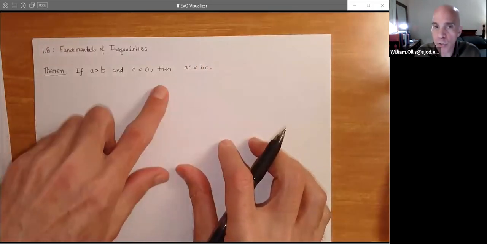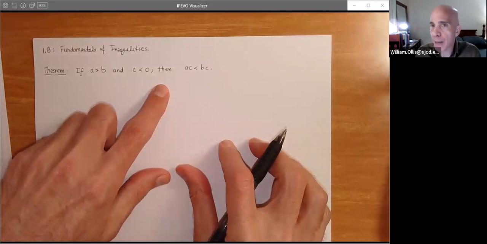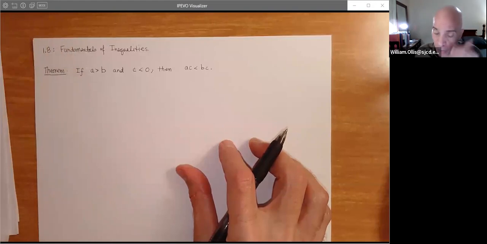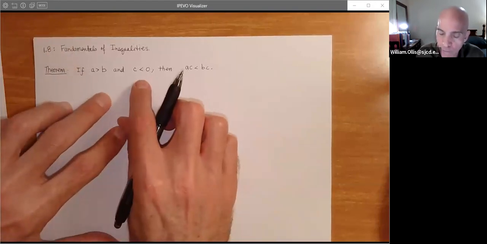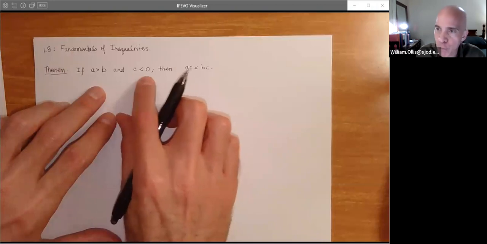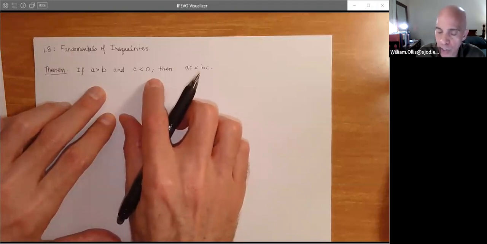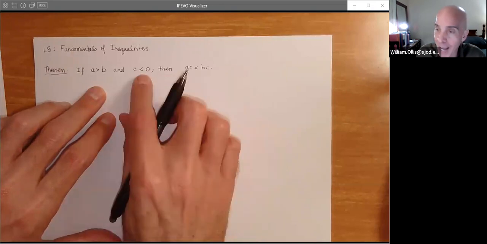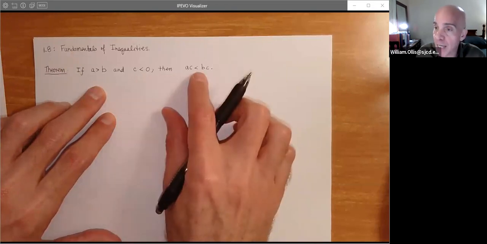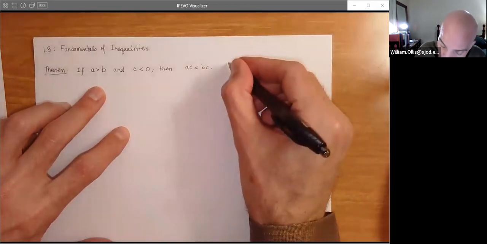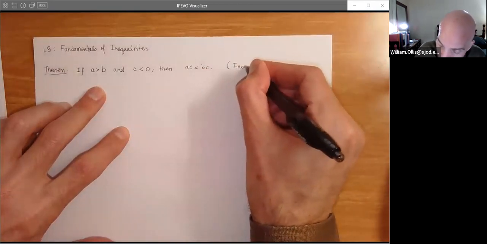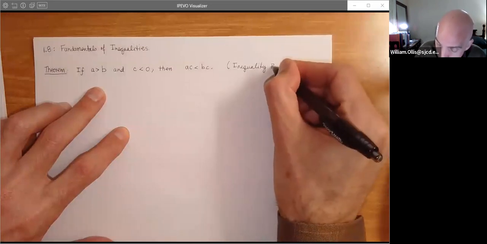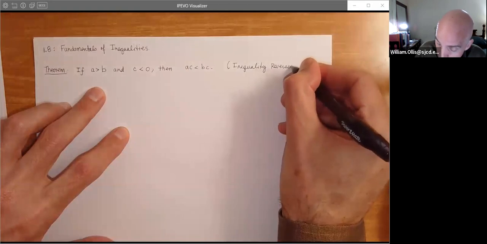And this is what you use often without thinking about it, or you just forget it. And then you wonder why your answer is incorrect. Because the real numbers form an ordered field, we have this very interesting theoretical result that says if you multiply or divide an inequality by a number less than 0, then the inequality reverses. So we'll just say inequality reverses. Obviously, if it's a positive number, there's no change.